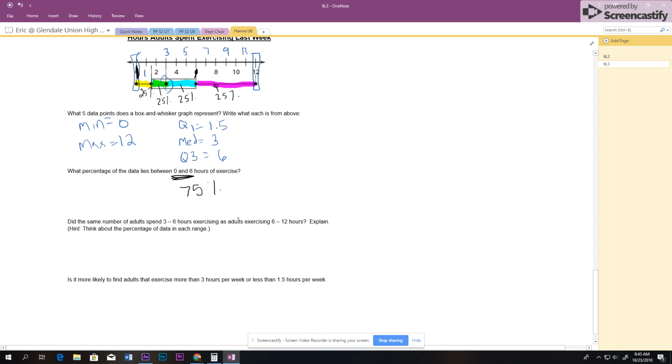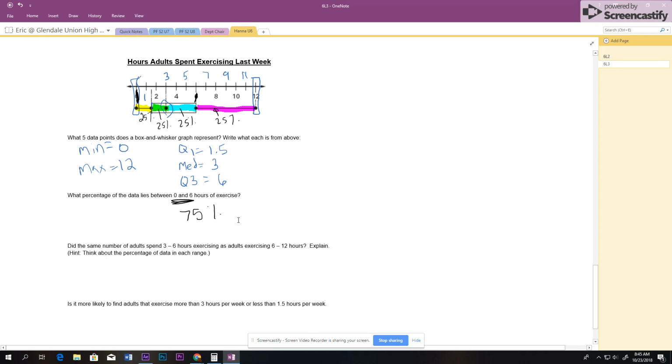All right, did the same number of adults spend 3 to 6 hours exercising as 6 to 12? Well, let's look. 3 to 6, that's this one to this one, so that's 25%. And 6 to 12 is another 25%, so yes.